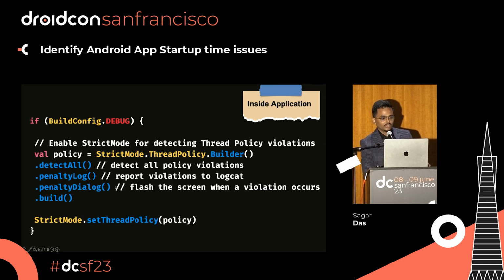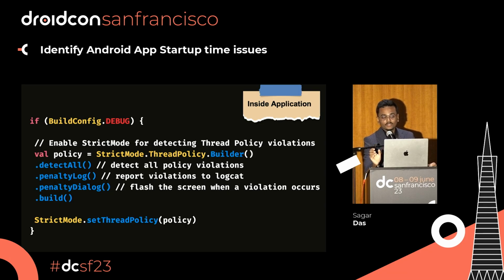So you're going to check for a thread policy. I forgot to mention that strict mode has 2 different policies it can monitor: a VM policy and a thread policy. VM policy is applicable for virtual machine stuff, and it is not relevant for this talk, but considering this talk is about identifying startup time issues, and it has to deal with main thread stuff and all of those things.